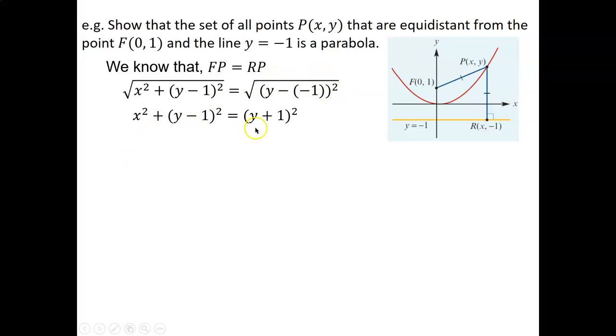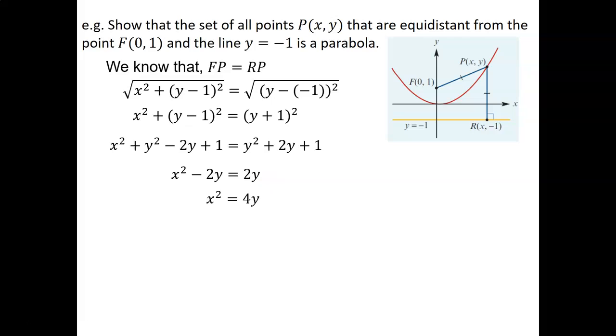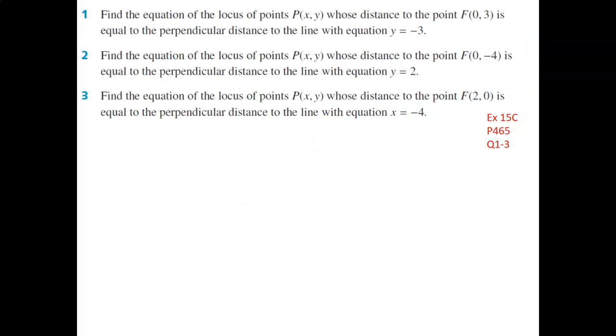I can square both sides here and expand the brackets, and then I can simplify. So I've subtracted 1 and subtracted y squared from both sides there. Then I can add the 2y to both sides. This I can divide both sides by 4, so y equals x squared over 4, which I know is the equation of a parabola. Pause the video now while you have a go at questions 1 to 3. And here are your answers.